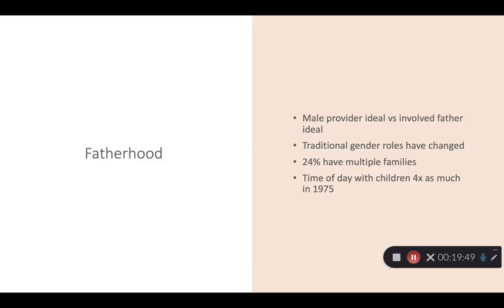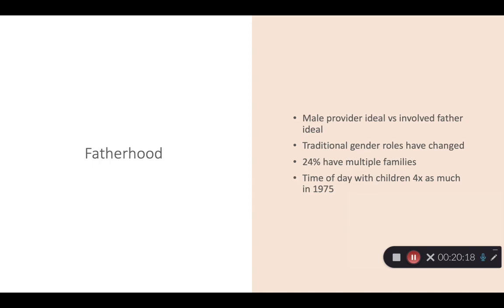Again, fatherhood in modern times, the male provider ideal versus the involved father ideal has changed over time. Historically, the males were not expected to interact with their children. And now males are all over interacting with their children. Okay, and again, this relates to what we were talking about with the change in traditional gender roles from traditional to egalitarian. The book does point out that 24% of males have multiple families.